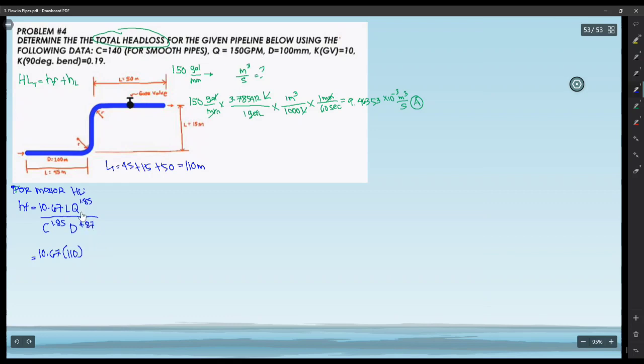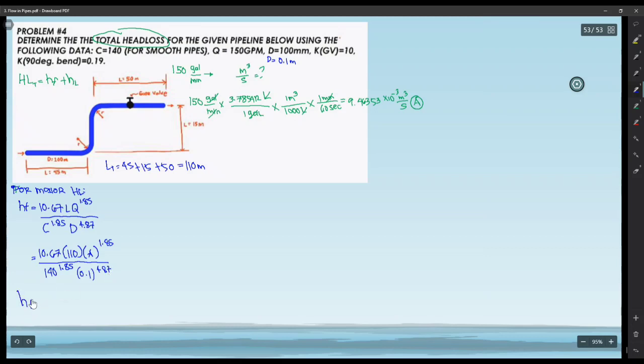All the units we will use are in meters and seconds. The flow rate is the value we stored in A. So put A raised to 1.85 all over the coefficient 140 raised to 1.85, times D, which is in mm. Its equivalent value in meters is 0.1 meter, so times 0.1 raised to 4.87.